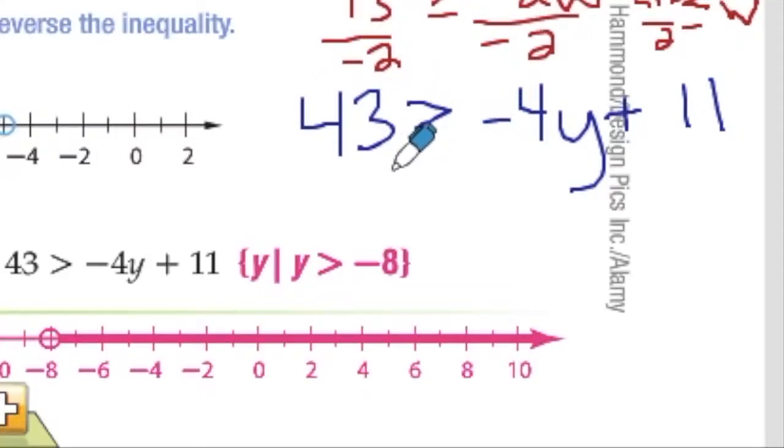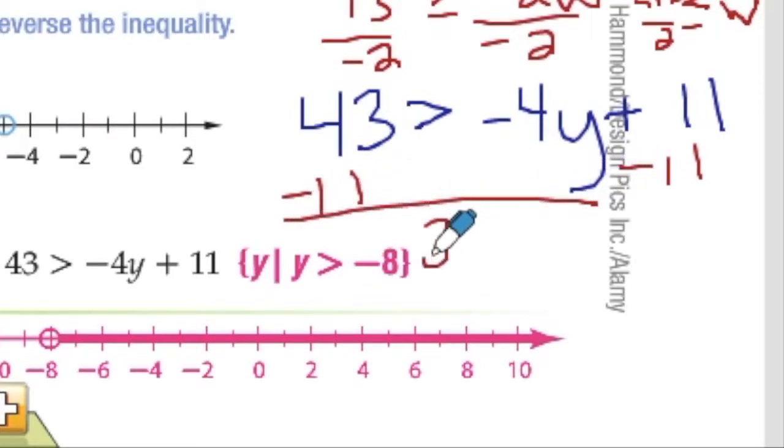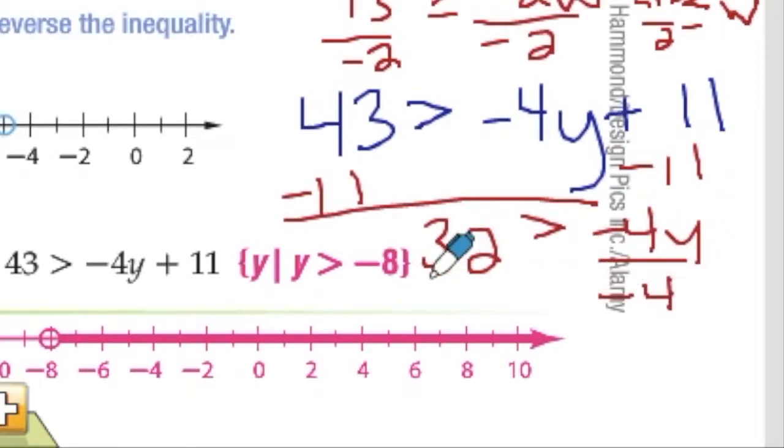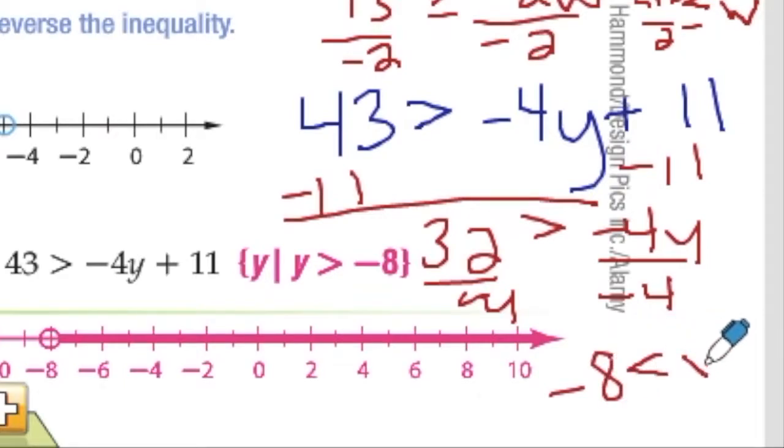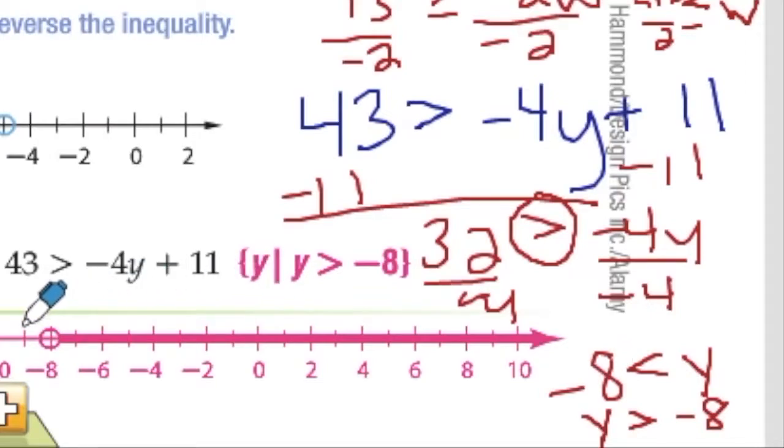In 2b, 43 is greater than negative 4y plus 11. If I subtract 11, I get 32 is greater than negative 4y. When I divide by negative 4, I get negative 8 is less than y. Because I divided by a negative, I'm going to flip that inequality sign. And if I rewrite that with the variable on the left, I get y is greater than negative 8. That is an open circle at negative 8 on the number line with an arrow going to the right.